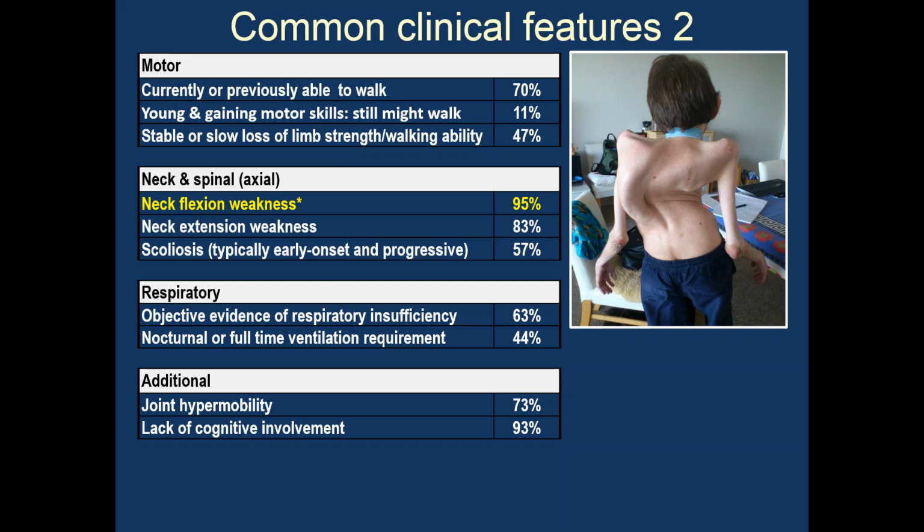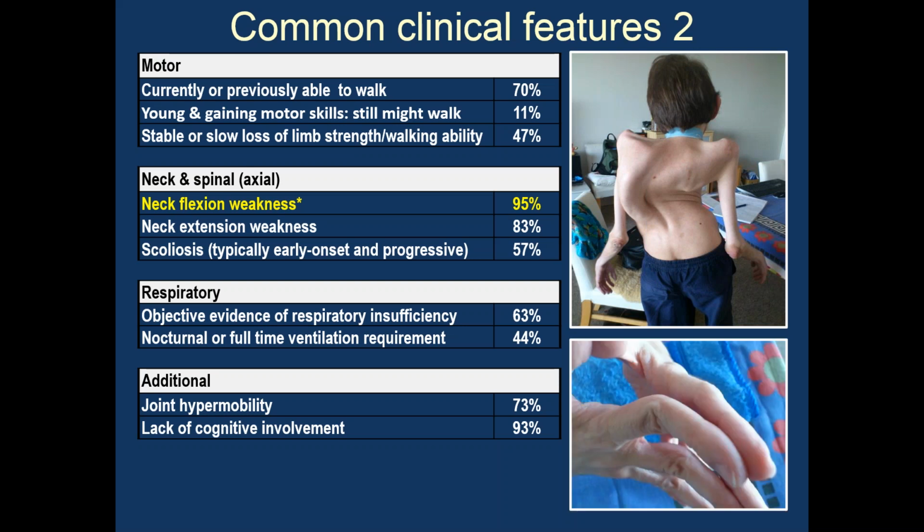Joint hypermobility was a really unexpected finding. That basically means bendiness of the fingers and the toes and the joints more than you would expect. And that's a picture of some bendiness in one of our patients. So I don't know why this is so common in congenital titinopathy, but it is really common. And it's actually a really good hook for us clinically.